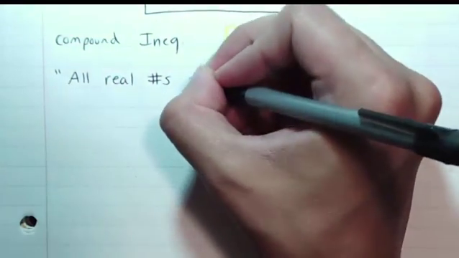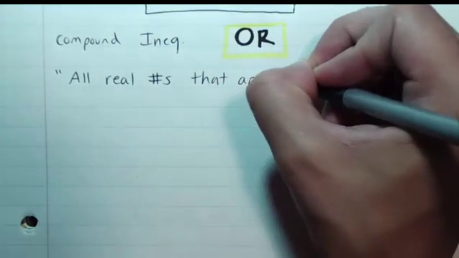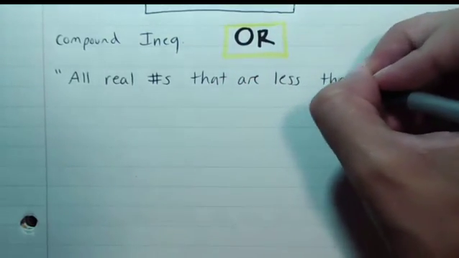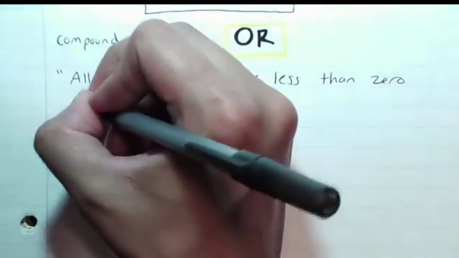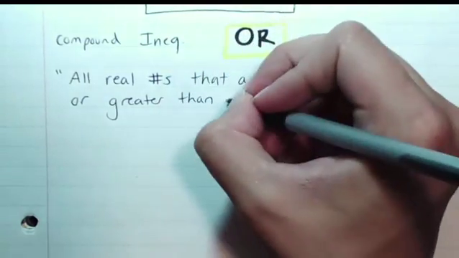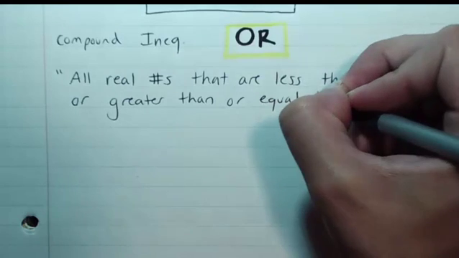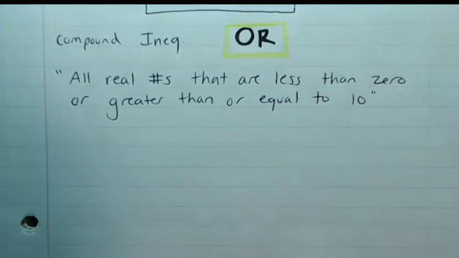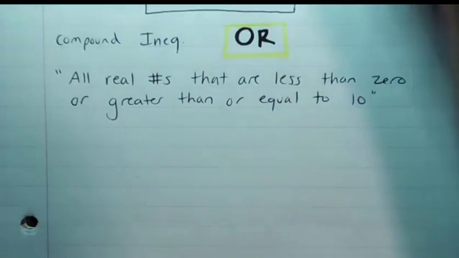It says all real numbers that are less than 0 or greater than or equal to 10. So again, I have a lot of greater than, less than, equal to in this one sentence or statement. So we know that's a compound inequality because there's more than one inequality in here.